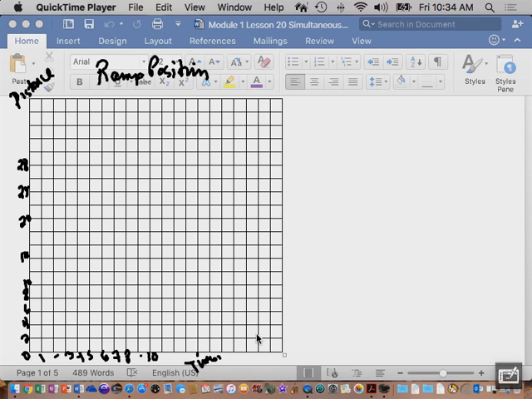Yes? Could you also do Y versus X for the title? Yeah, the title has to be what it's about, like ramp. You can use X and Y for the bottom if you want, but I do like to see time and distance on there.